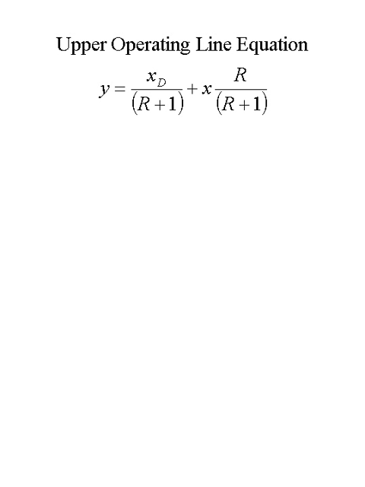As a review, let's take a look at the various operating lines and Q lines for a column. The upper operating line equation is given where the mole fraction in the vapor phase is equal to the distillate target mole fraction over R plus 1, where R is the reflux ratio, plus the mole fraction liquid phase times R over R plus 1.